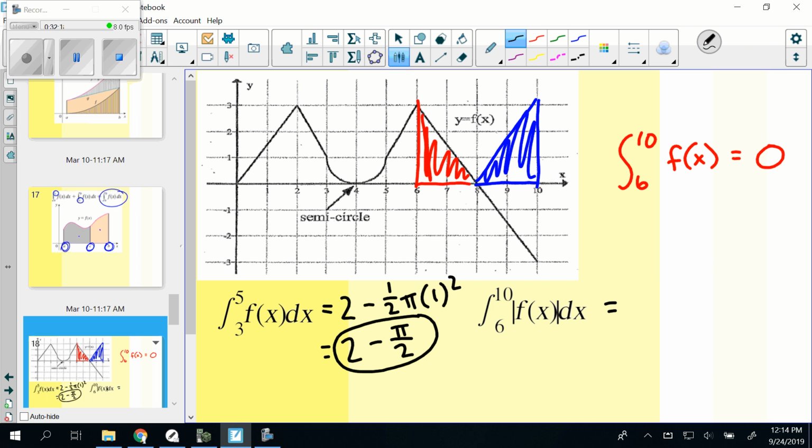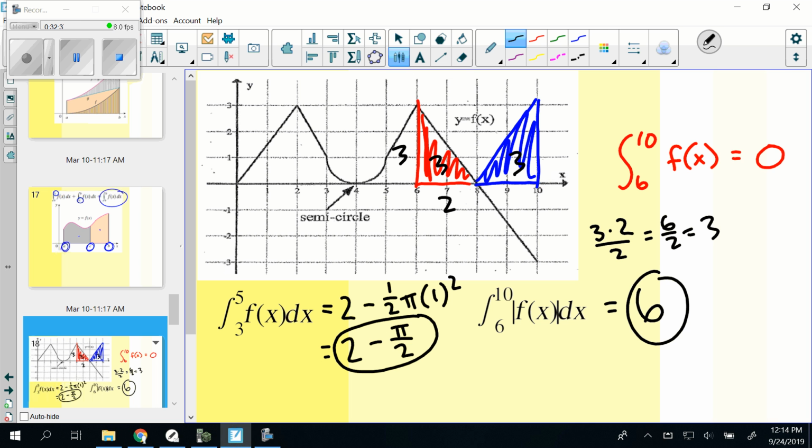So what we'd have to do is just use the area of a triangle to calculate these out. It looks like the width is 2, the height is 3. We know the area of a triangle is base times height divided by 2, and so here you get 3. So the area of this one would be 3, and the area of this one would be 3. So the answer would be 3 plus 3, or 6.